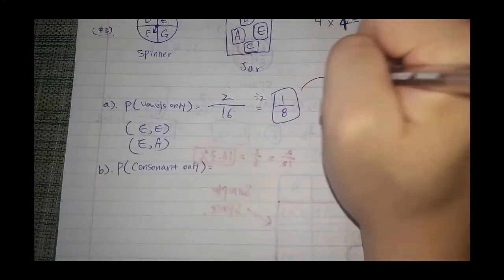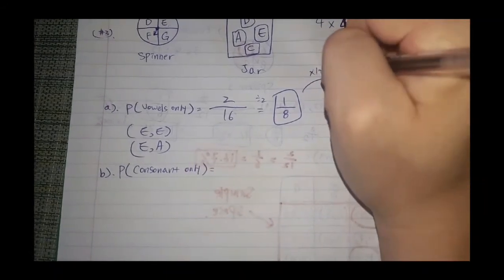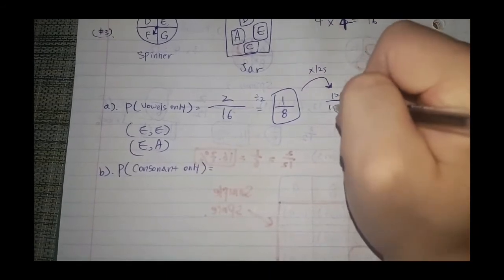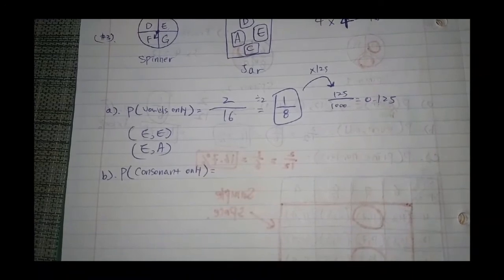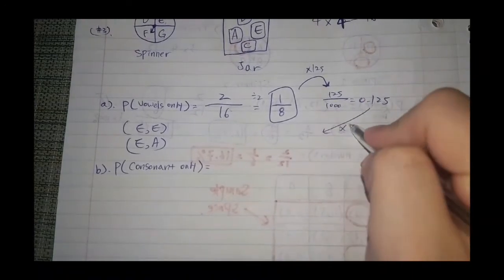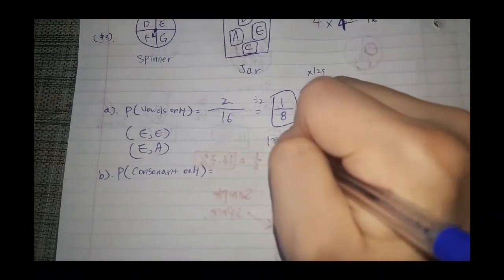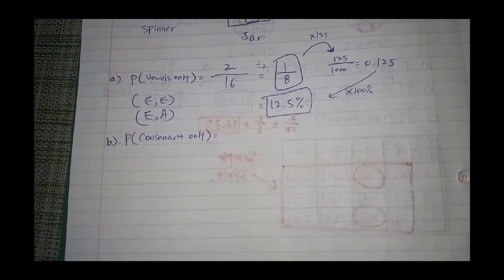And what do you know? 1 over 8 is actually a common fraction. If you multiply by 125, you actually have 125 over 1,000, which is 0.125. And if you multiply this by 100, then you will have 12.5%, and that is what we have. So the thing is, we don't need to create any sample space. We just need to find out our desirable outcome.